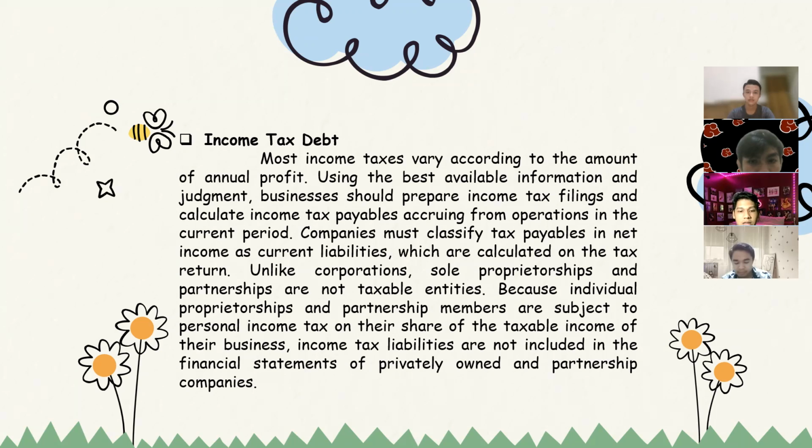Companies must classify tax payables on net income as current liabilities, which are calculated on the tax return. Unlike corporations, proprietorships and partnerships are not taxable entities, because individual proprietors and partnership members are subject to personal income tax on their share of the taxable income of their business. Income tax liabilities are not included in the financial statements of privately owned and partnership companies.